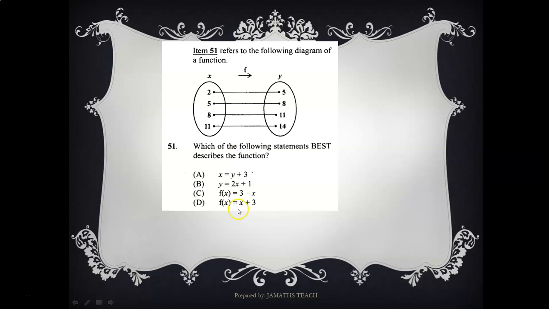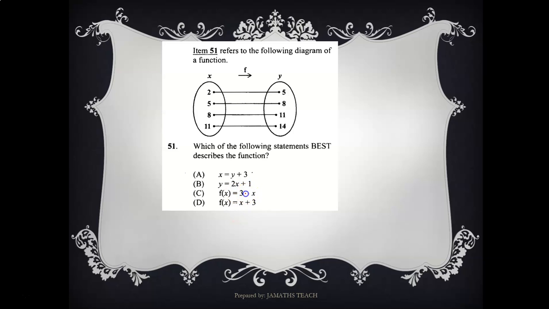We saw this question before, but the answers might have been rearranged. Which of the following statements best describes the function? So again, x equal y plus 3? No, it's not y plus 3. So A is out. B, y equal 2x plus 1. 2 times 2, 4 plus 1, 5. It works for the first one. But then 2 times 5, 10 plus 1, 11. It doesn't work for the second one, so that is out as well.